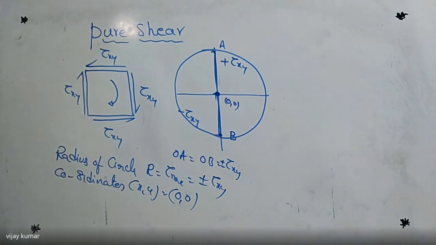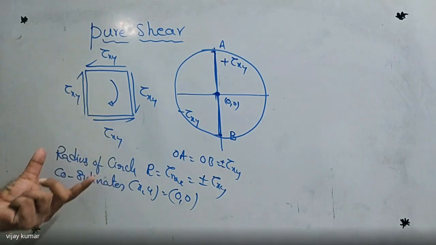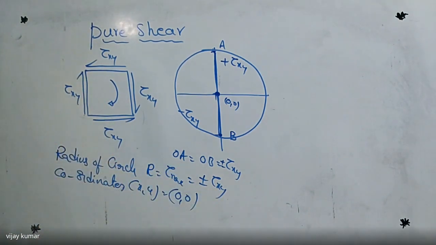So in this way, we can draw the Mohr circle diagram for pure shear, and we can find the radius of the Mohr circle, which is always in terms of shear, and the coordinates are nothing but 0 comma 0. Why? Because this is the center of the circle, which is the origin of these two coordinates. Then we can find these three values very easily. Did you get my point or not? Right. This is for the future. The remaining things are all the same.